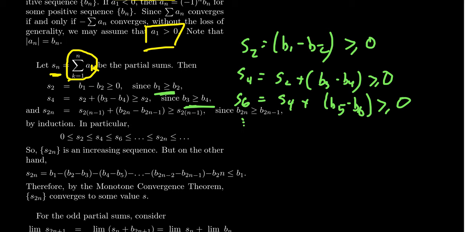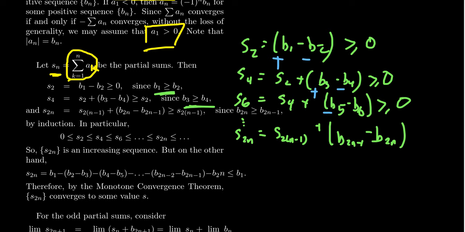If we apply induction here, we can eventually get up to the term S sub 2n. This will be S sub 2 times n minus 1, plus b sub 2n minus 1 minus b sub 2n. Why do I keep getting plus, minus, plus, minus? That's because of the alternating factors. The first term has a positive sign in front, then a negative sign, then a positive, then a negative. That's the alternating bit. And b sub 2n minus 1 is bigger than b sub 2n, so their difference will be a positive number. By our inductive hypothesis, we know that S sub 2n minus 1 is non-negative, so this will add up to something non-negative.